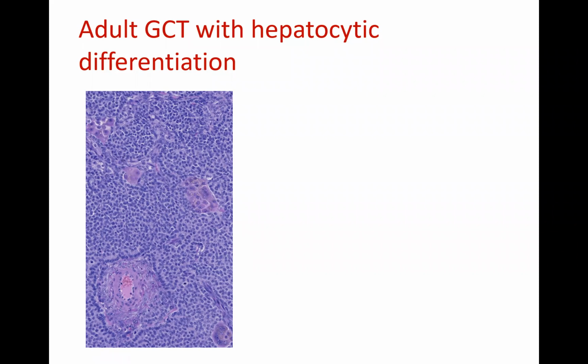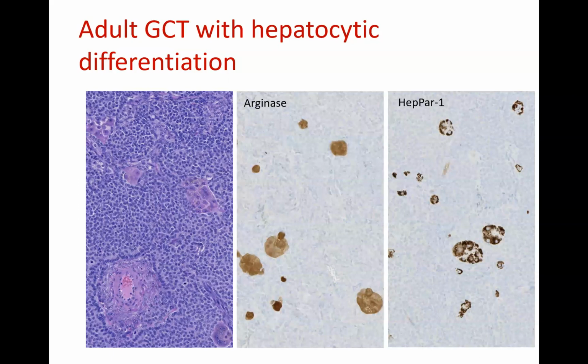A rare tumor, but you will see it. Or if you look hard enough, you will see it. If you are not interested, you will miss them. And these cells are positive, just like any hepatocyte differentiation, positive for arginase and positive for HEPAR1. So this is another trivia that may confuse you a little bit, but it is still within the spectrum of granulosa cell tumors.